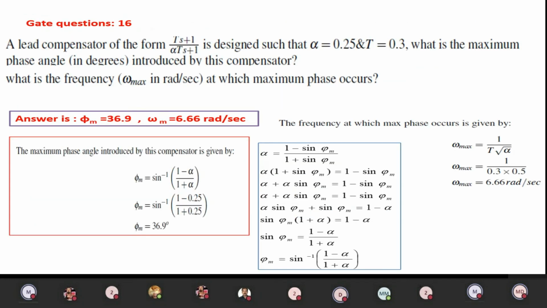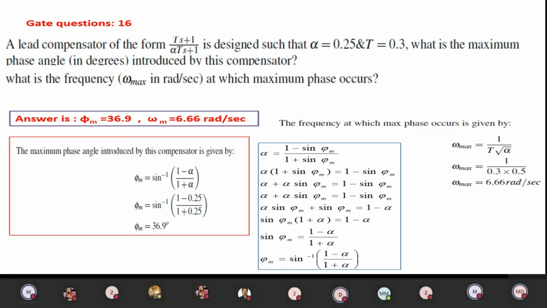And then we can go for the lead compensator problem. So transfer function is given as (Ts plus 1) divided by (alpha T s plus 1). It is designed so that alpha is equal to 0.25 and T is equal to 0.3. So what will be the maximum phase angle in degrees introduced by this compensator? What will be the frequency at which the maximum phase occurs? So this will be the problem. So we have to determine the phi m and omega m values. So we have the formulas. By having that only we are going to determine.